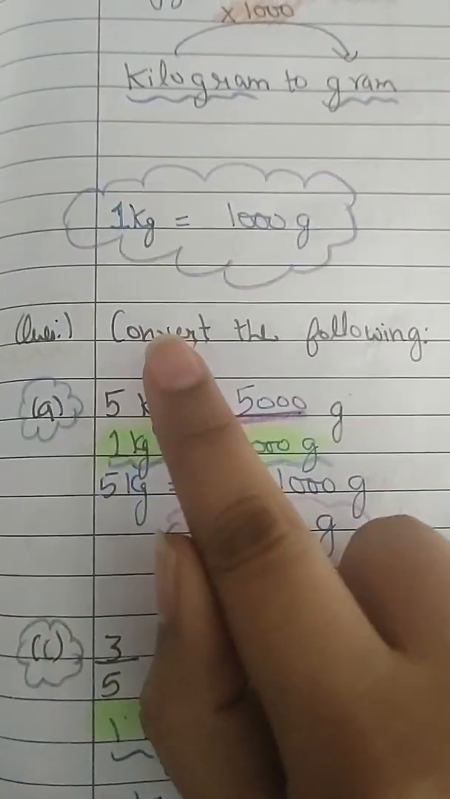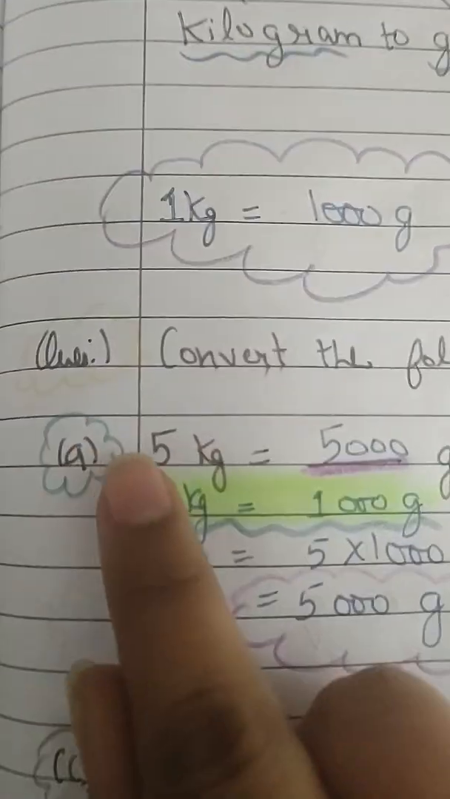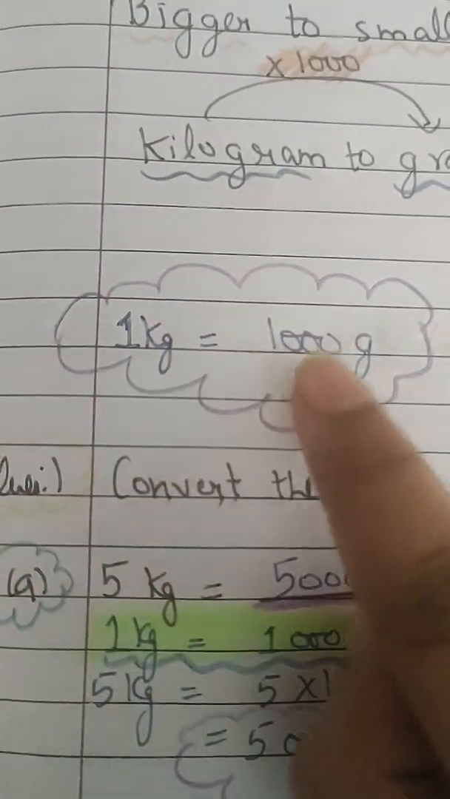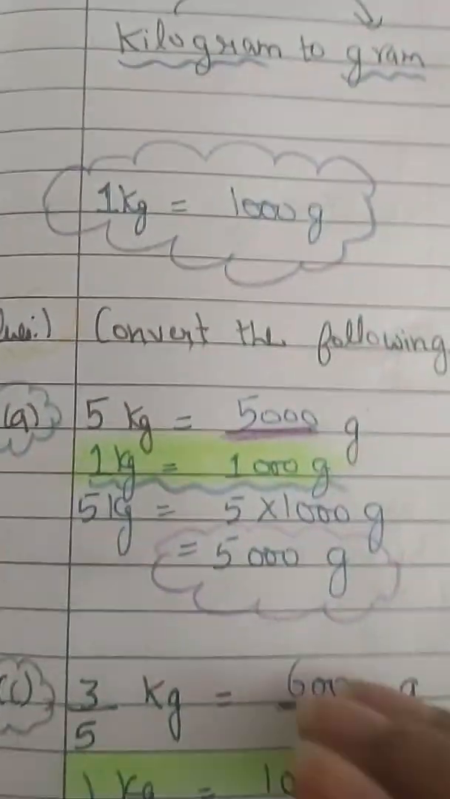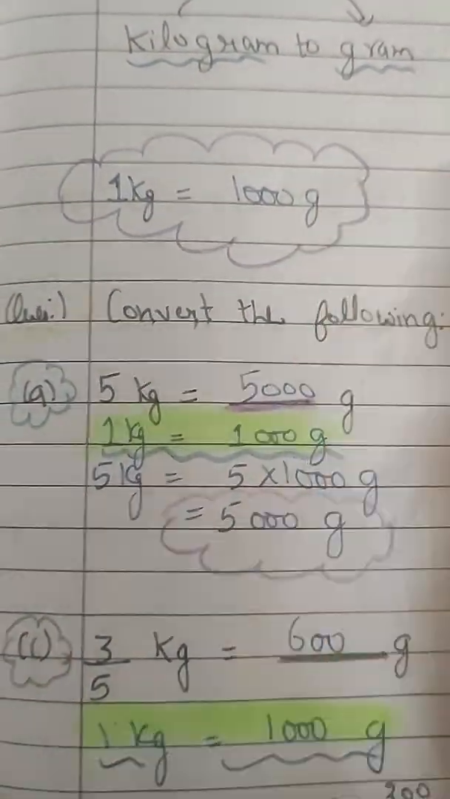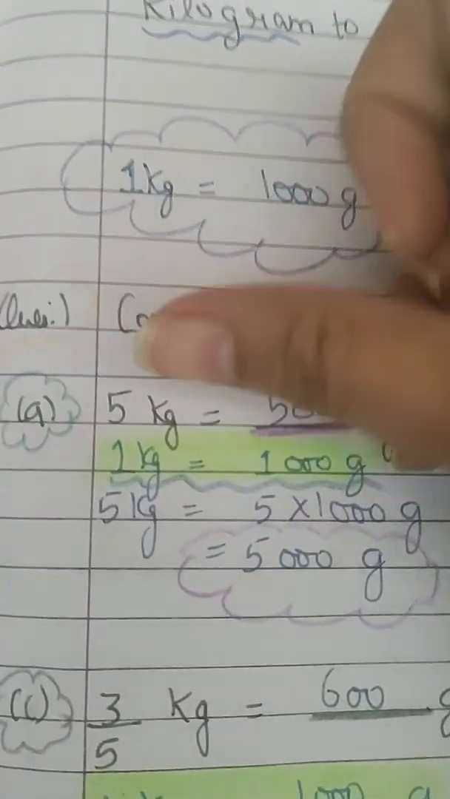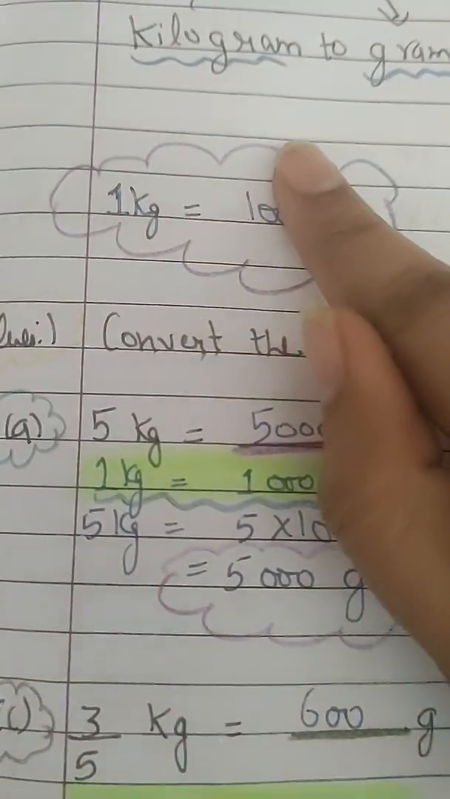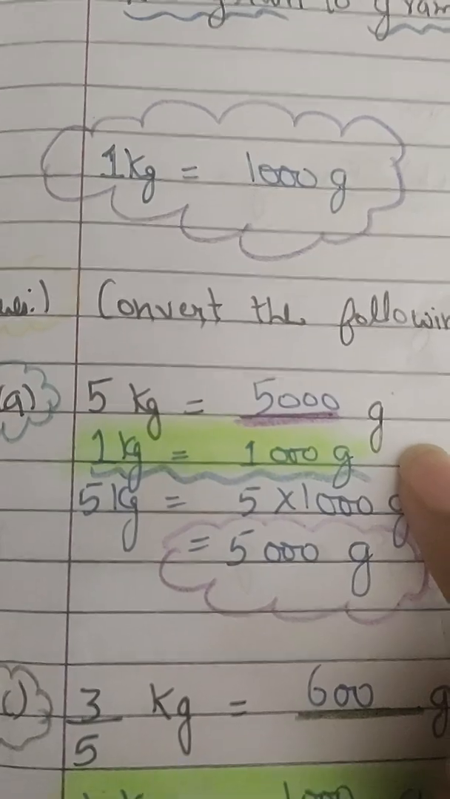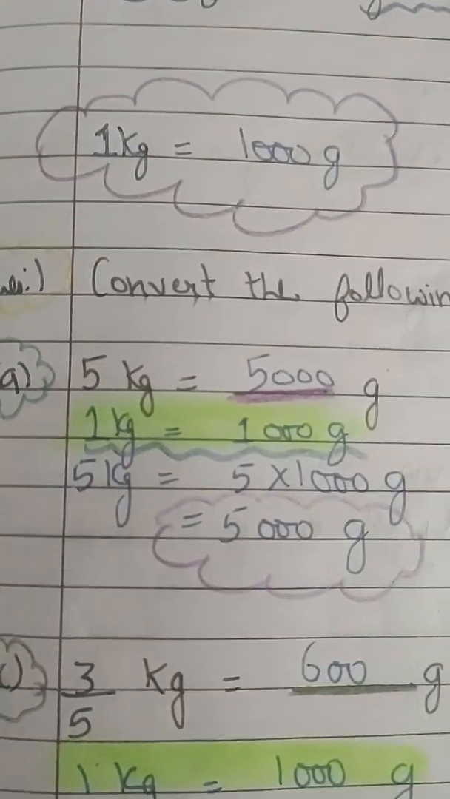Now first question is convert the following. So if you have to convert 5 kg to grams, you have to use this first formula, that is 1 kg is equal to 1000 grams. Firstly we are going to do questions related to bigger to smaller, then we will go from smaller to bigger. As you know, kg is bigger than gram, so you have to use this formula. So 1 kg is equal to 1000 gram. Every time you have to write the formula, then only you have to solve the question.